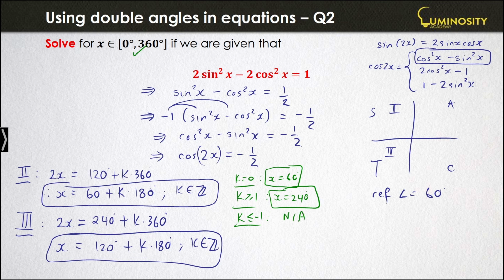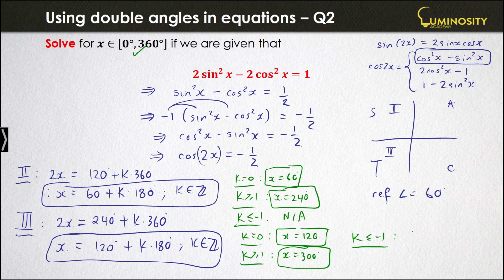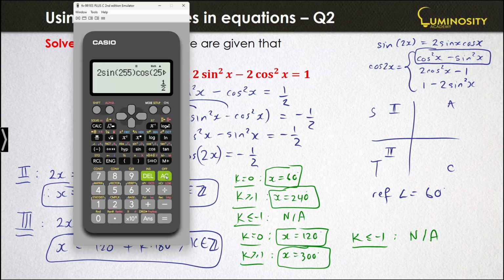And then for here, if I put k equals 0 in the third quadrant, I get x equals 120 degrees, okay, as a first solution, which is in there. For k greater than or equal to 1, I'll have 120 plus 180 is 300. And then adding another 180 will just be outside the domain. And then for k less than or equal to -1, well, those are going to be negative solutions, so not applicable. So again, we have 4 possible solutions, and we can substitute them in to check that they satisfy the original equation.